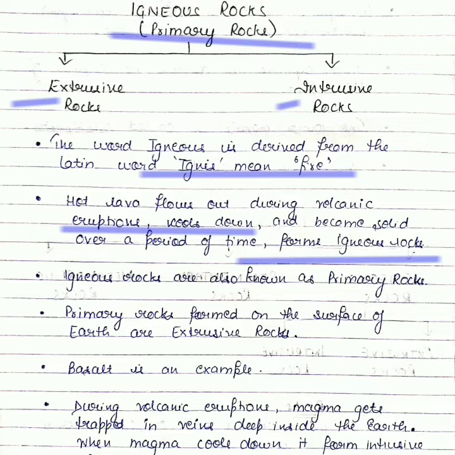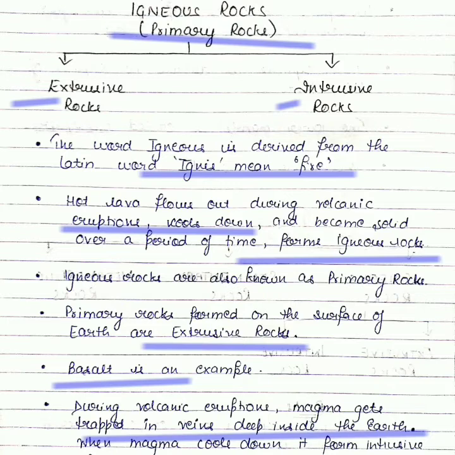Primary rocks that are formed on the surface of the earth are called extrusive rocks. Basalt is an example of extrusive rocks. They have fine grained structure. Another one is intrusive rocks. During the volcanic eruptions, the magma gets trapped in veins deep inside the earth. This magma cools down over a long period of time and forms rocks known as intrusive rocks.